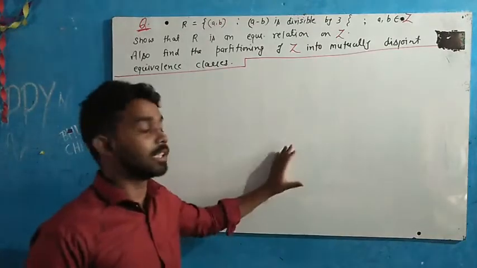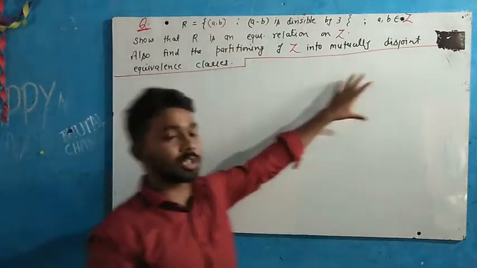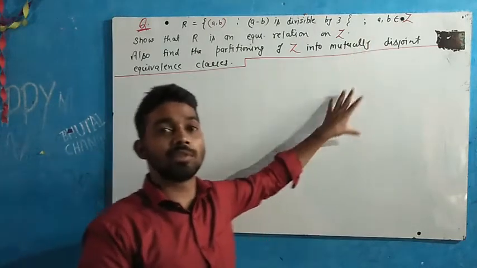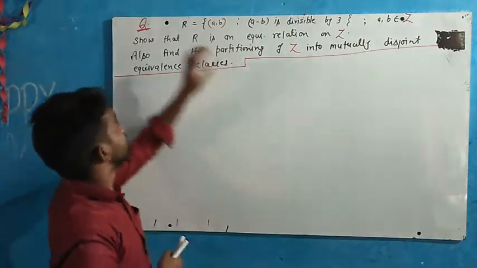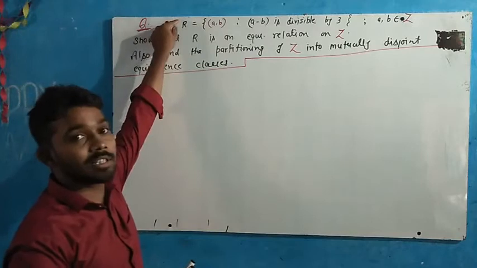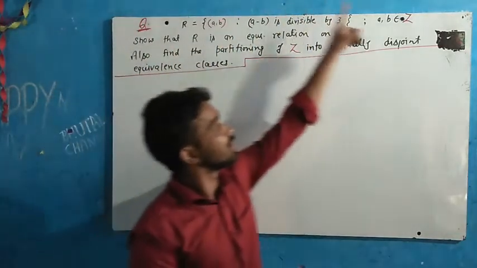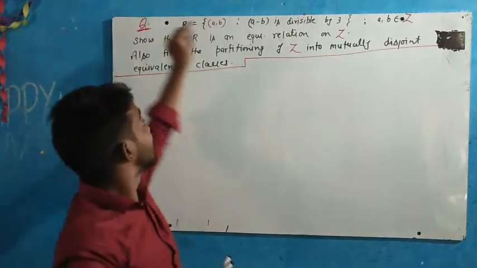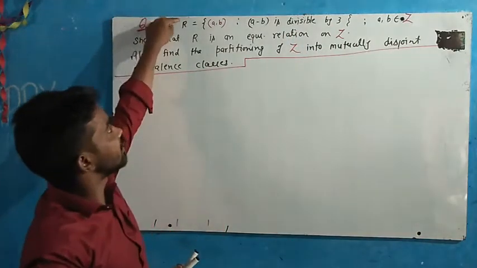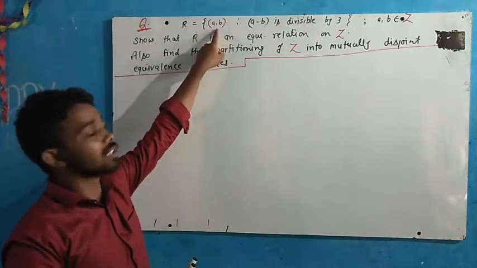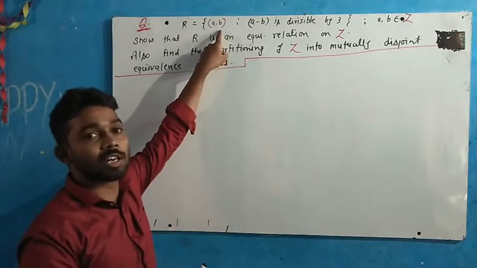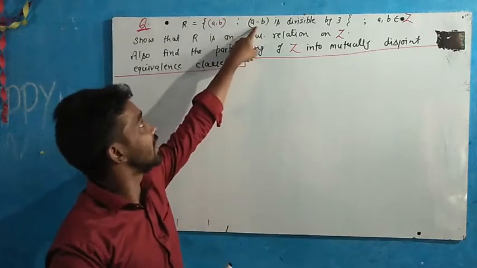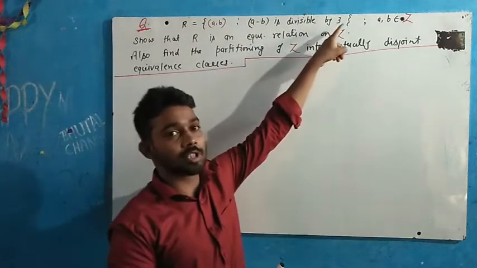Okay, here I have written one question which is related to equivalence class. Just read out the question very carefully, then we will go for the solution. It is written, let R be a relation given on Z. What is the meaning of Z? Set of integers. R is equal to the set of all those ordered pairs (a, b) such that a minus b is divisible by 3.